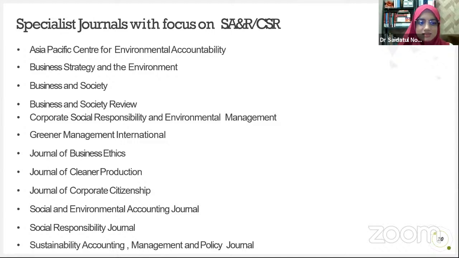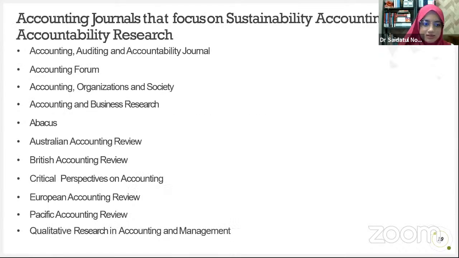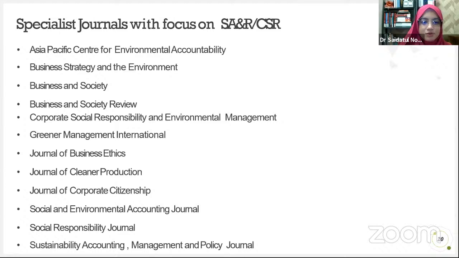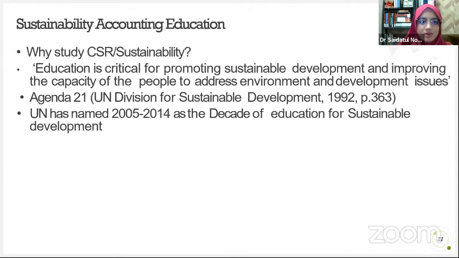These journals actually have a specific focus, while the others are much more general. For these, you have to look at the special issues, and then look at how your research matches the special issue that they're offering. So that is in terms of research.